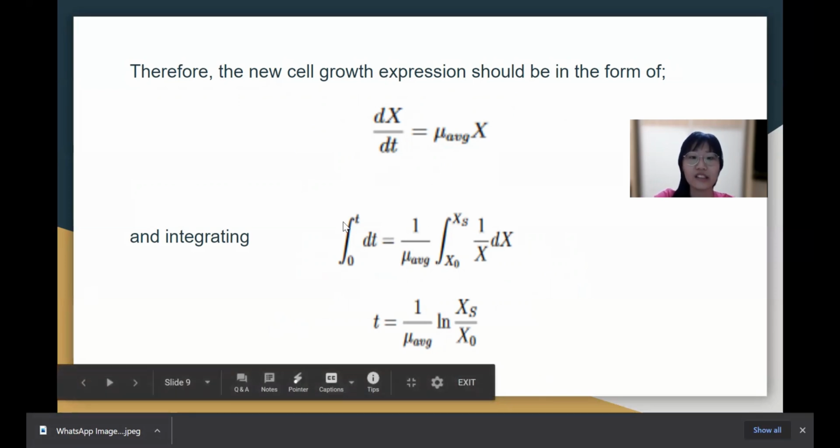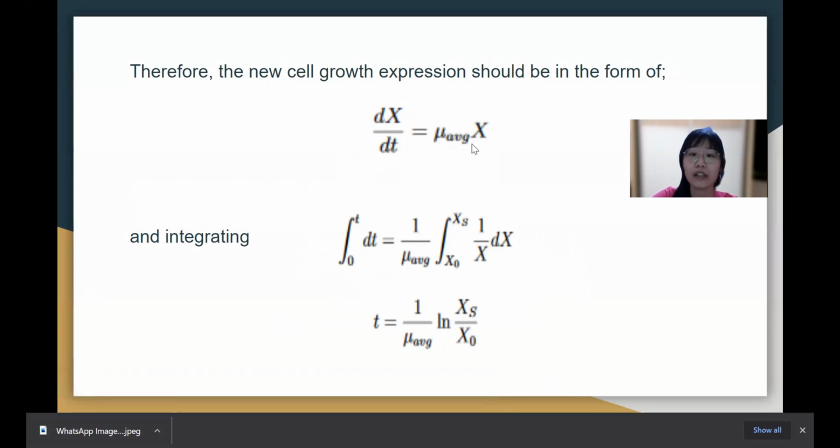Later we integrate this to find t, because the question asks what the time is. So we integrate from 0 to t, dt. We cross multiply, we move the dt up, then the mu average x, we move down. Then we move out the 1 over mu average, so we integrate the 1 over x only. It will be easier for us to integrate without the mu average, because it is a constant with respect to dx.